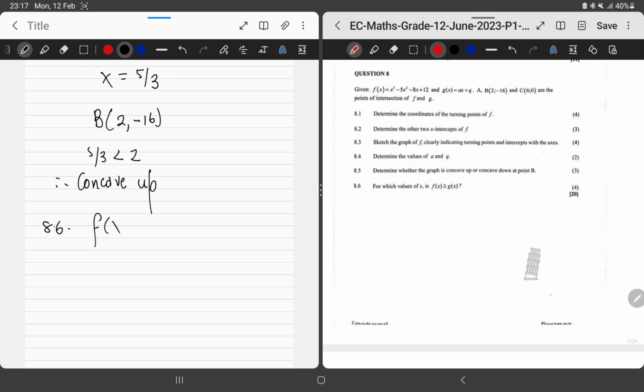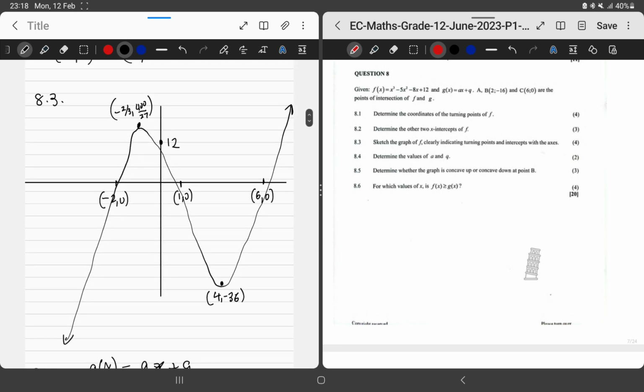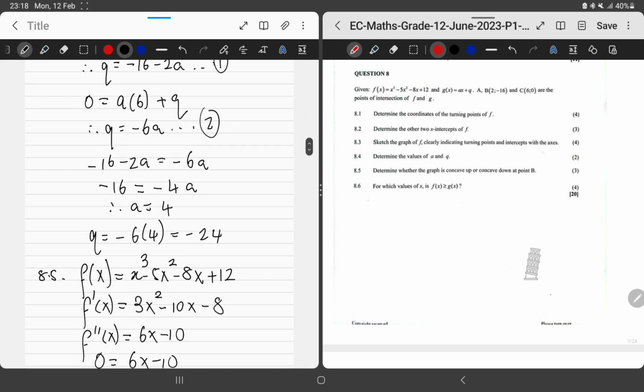8.6. Determine for which values of x, f(x) is greater than g(x). So they want to know where f(x) is above or equal to g. And then the only thing that we have to do is just to sketch the graph of g. I know that g(x) = 4x - 24. Because remember, we said the value of a is 4, and then the y-intercept should be -24.